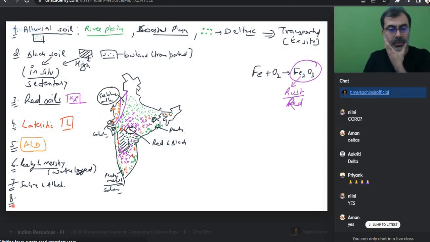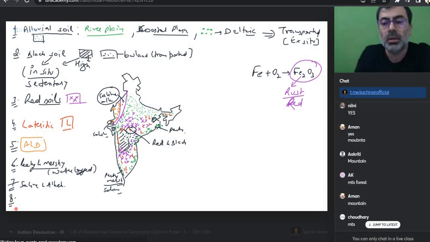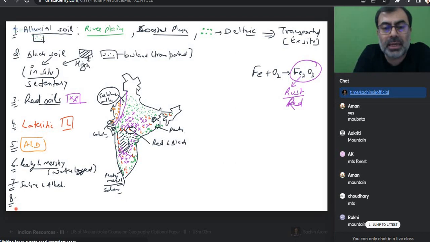Which one is left, everyone? The 8th one. I'm sorry, I'm getting excited. I am doing all the answers. The 8th, I'm not doing. My class will do. Mountain soil, everyone plotted. Don't write anything. Let us see. Mountain soil.